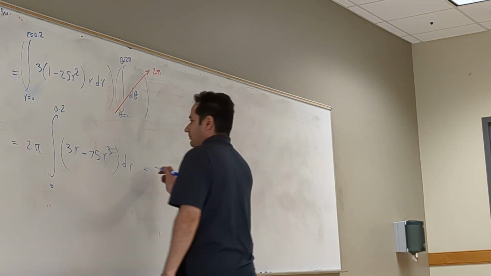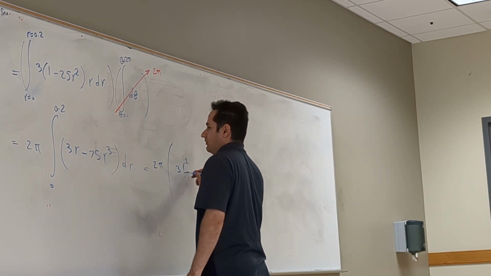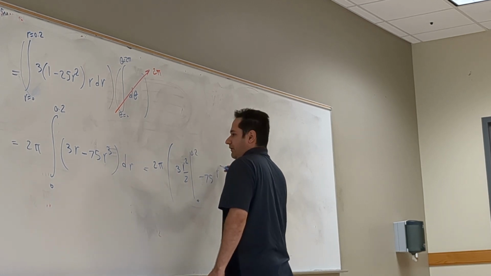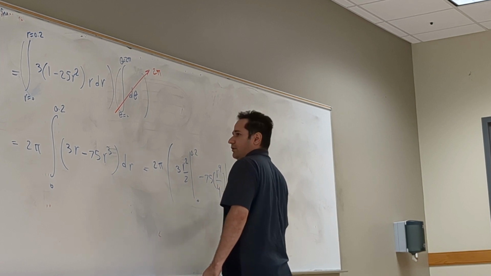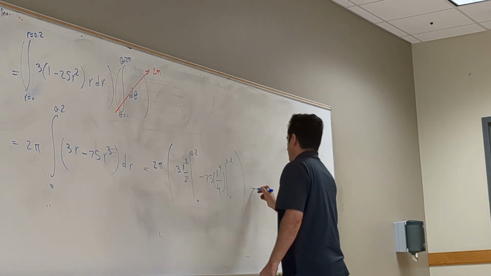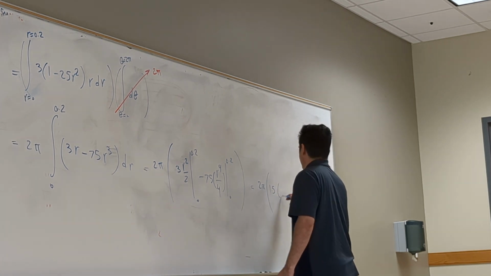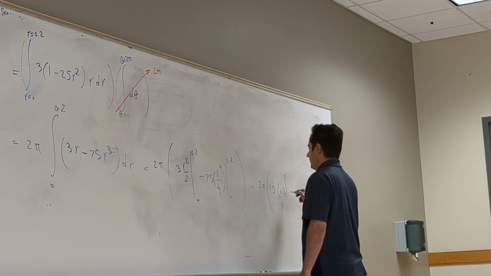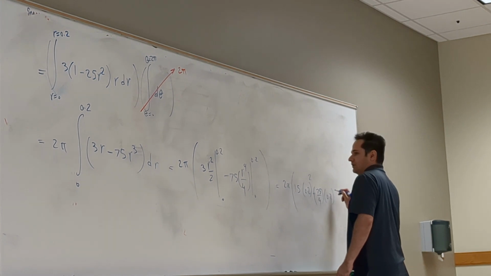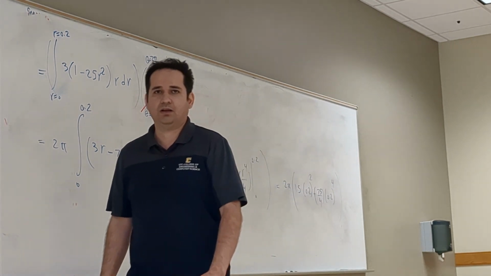Now, you go for this, you get what? You get 2 pi, let's do the integral, 3 r squared over 2 from 0 to 0.2, minus 75 r to the fourth over 4 from 0 to 0.2. That's it. And of course, you get 2 pi times (1.5 times 0.2 squared minus 75 over 4 times 0.2 to the fourth). That's one way to do the integral.